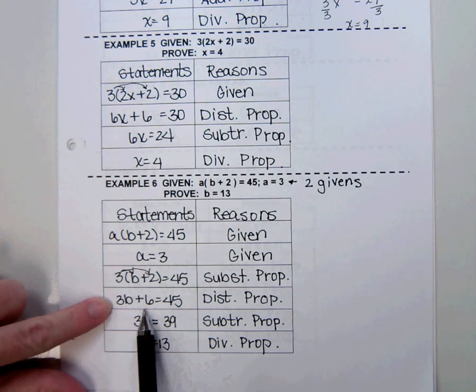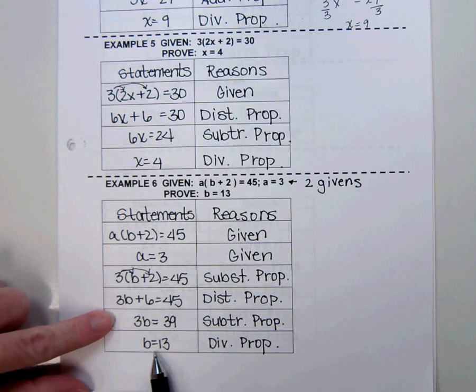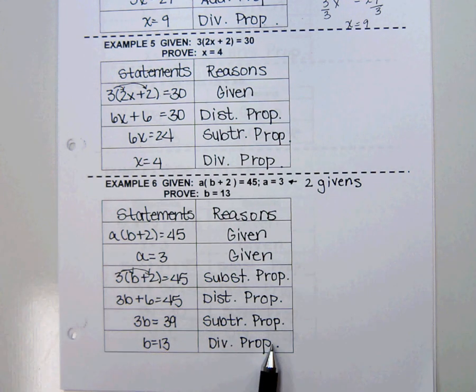To solve this one, since you subtract the 6 first, you get the subtraction property. Then you divide by the 3, that's called the division property. So you explain your statement, how you came up with this answer, with a reason. And you're going to be using the properties that we used in the beginning of this section.